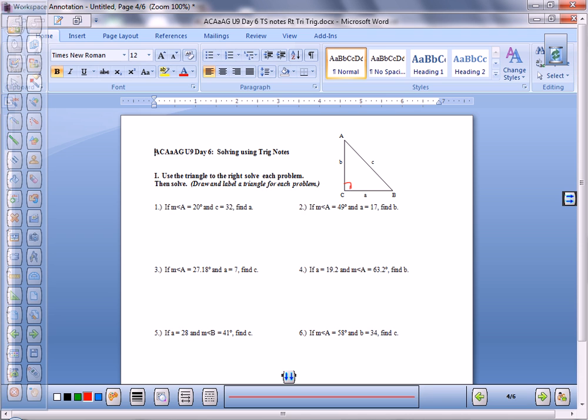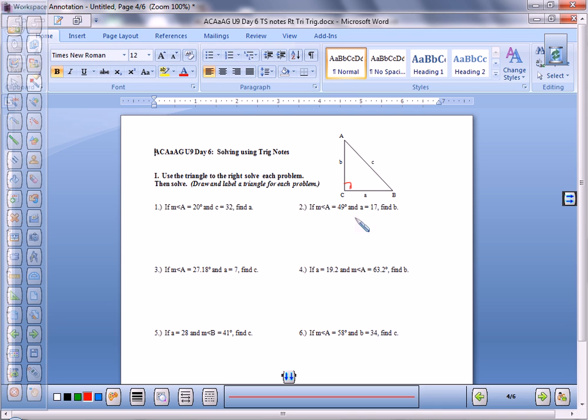And that's just something we need to know, because I could ask it two ways. I could say find A, so lowercase a there refers to this side, or I could say find the measure of CB or BC. So there's several different ways you can name a side, but one of them is that the side across from an angle could be named with the lowercase of that angle.